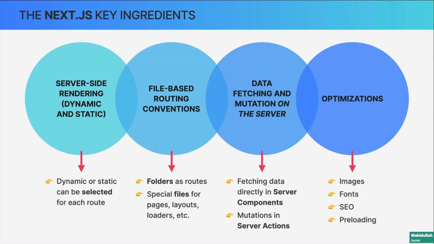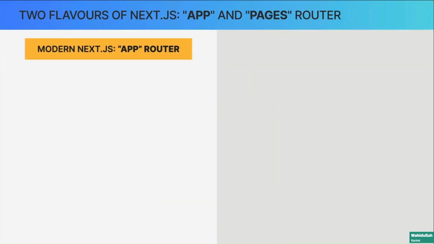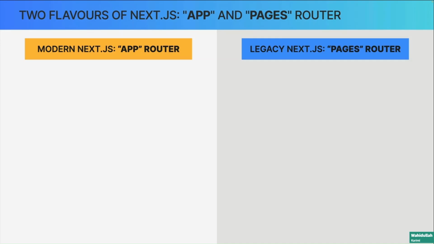Now, remember how I mentioned earlier that there are actually two routers in Next.js. Those are the app router and the pages router. And these two routers are basically two completely different ways of building Next.js applications. They're almost like two completely separate frameworks. So, the modern way of writing Next.js apps is by using the app router, which became stable in 2023 in version 13.4 and is now the recommended way of starting new projects.